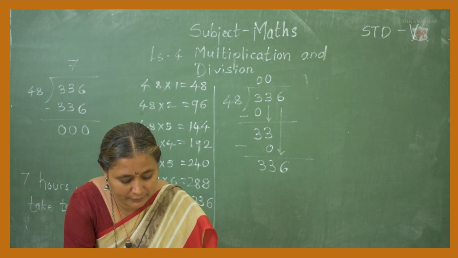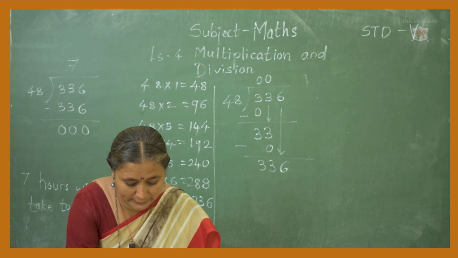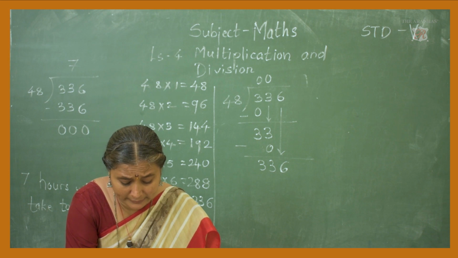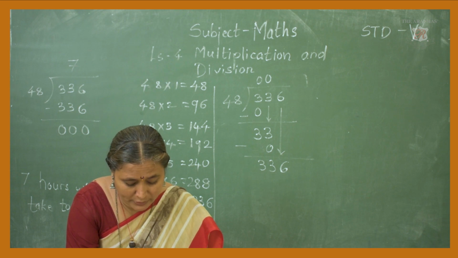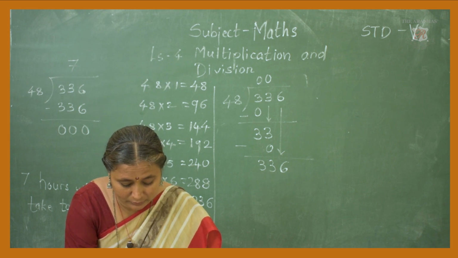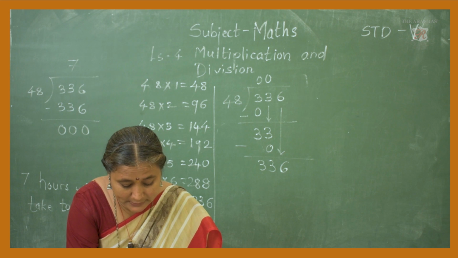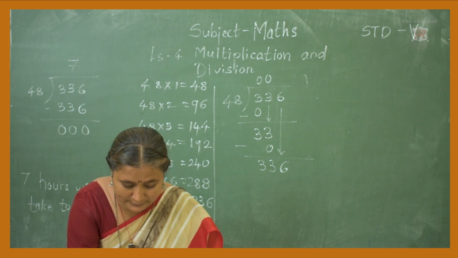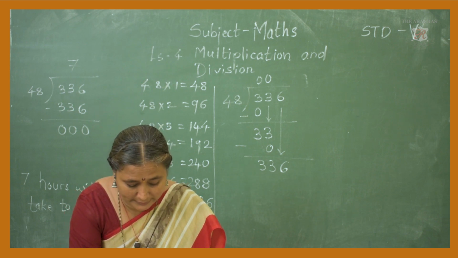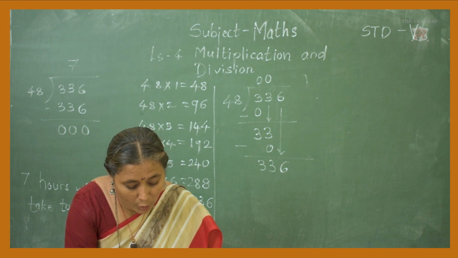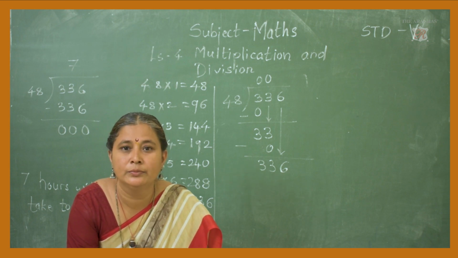Girija needed 35 cartons to pack 1,400 books. There are an equal number of books in every carton. How many books did she pack into each carton? Girija needed 35 cartons to pack 1,400 books, isn't it? There are an equal number of books in every carton. How many books did she pack into each carton? Yes? What do we have to do?